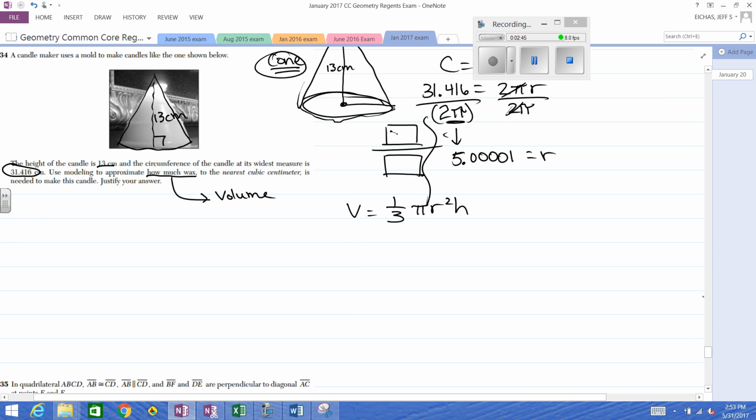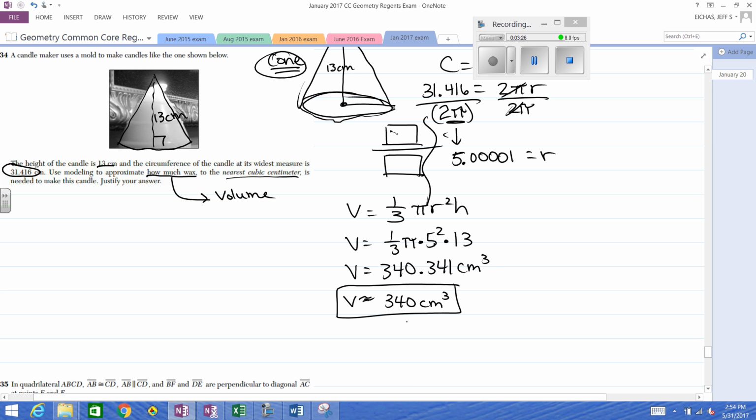So here we go. Let's see, 1/3 pi, 5 squared, and 13. And it's all centimeters, so I don't have to worry. I mean, I should check units of measure just to make sure. What I get out of this is 340.341, and that's cubic centimeters because you have the centimeters for the radius squared, so that's centimeters squared times another 13 centimeters, so it's centimeters cubed. They said nearest cubic centimeter, so it's approximately 340 cubic centimeters.